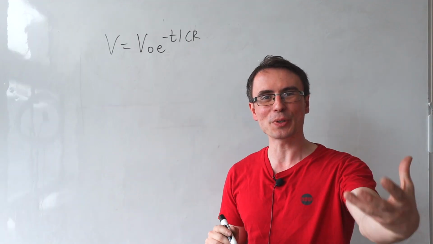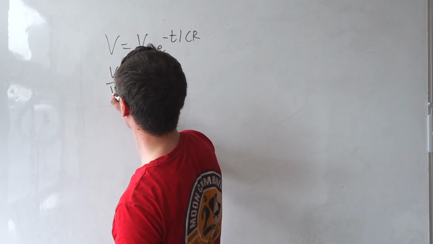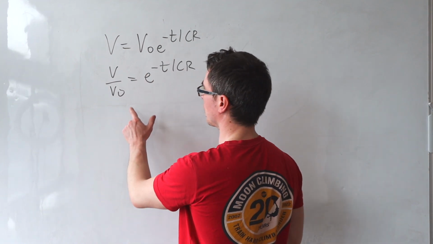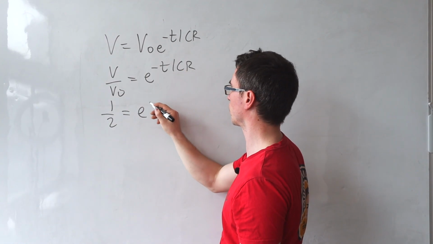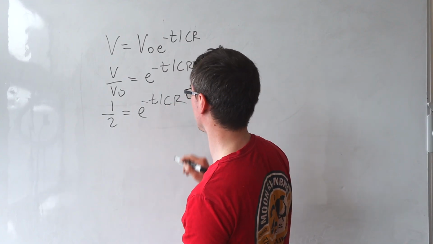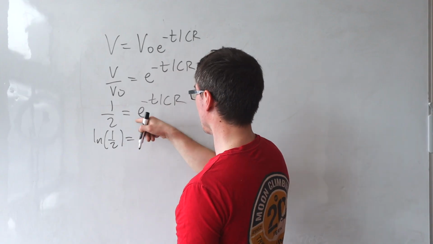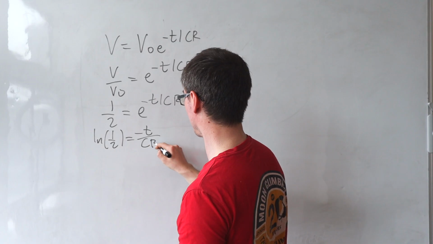Sometimes in capacitors, it's useful to think about the half-life of a capacitor. So V over V naught will be equal to e to the minus t over CR. Well, if that's the case, this here will be a fraction of a half, which will be equal to e to the minus t over CR. Let's take the ln of both sides, so we get ln of a half. The ln and the e are going to cancel out. We're left with minus t over CR.